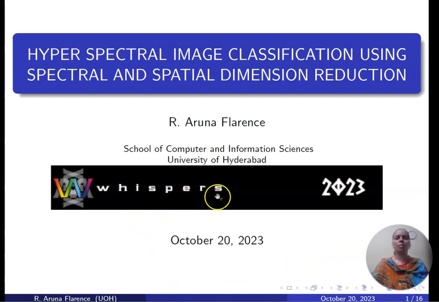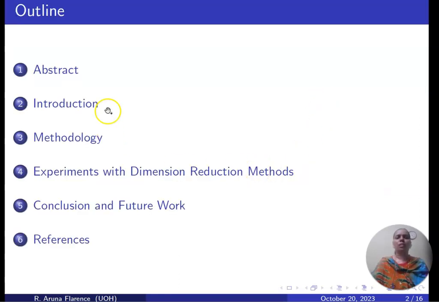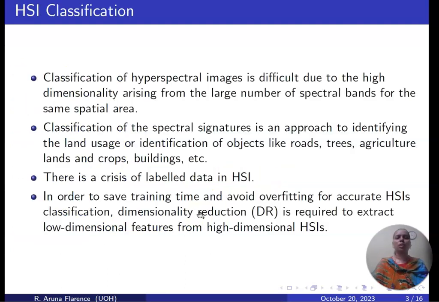I am presenting a paper in the WHISPERS Conference 2023. The title of my paper is Hyperspectral Image Classification using the Spectral and Spatial Dimension Reduction Methods. This is the outline of my presentation: abstract, introduction, methodology, experiments with the dimension reduction method, conclusion and future work, and references. Before discussing my problem, I want to elaborate on what hyperspectral image classification is.